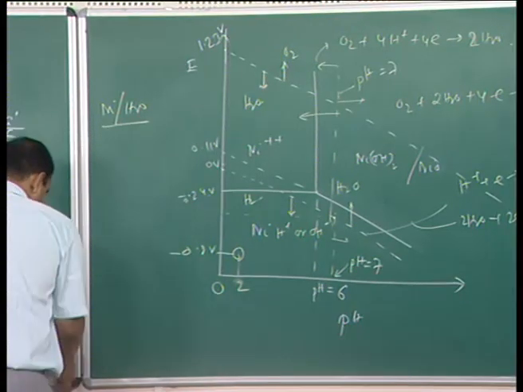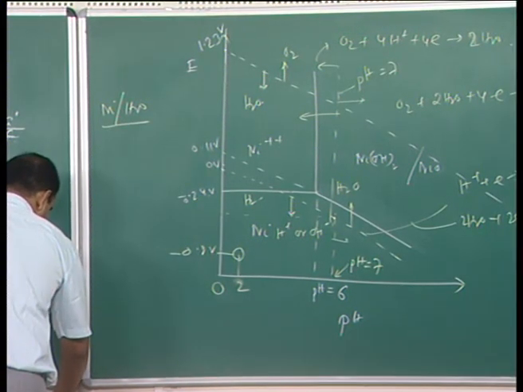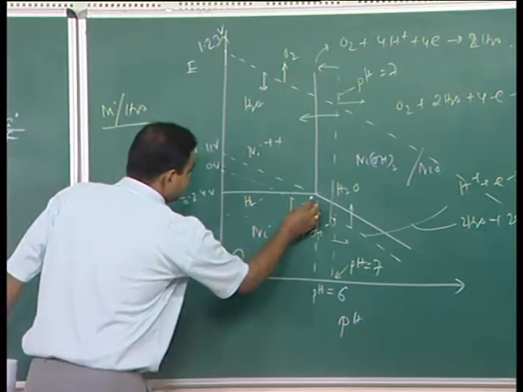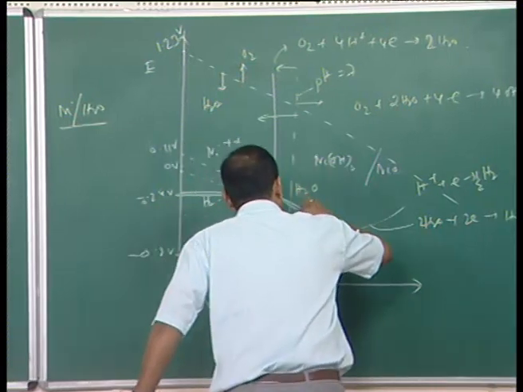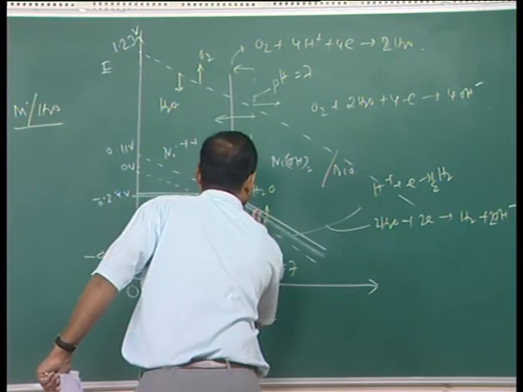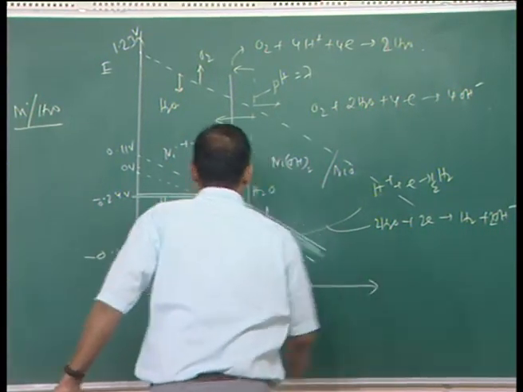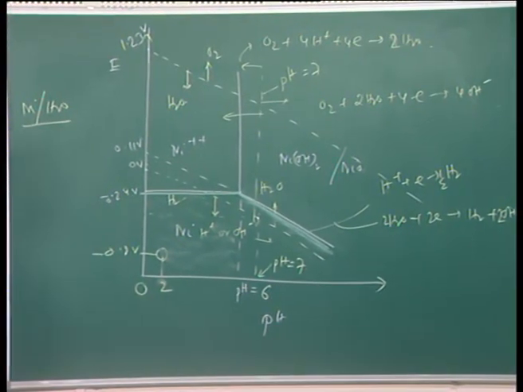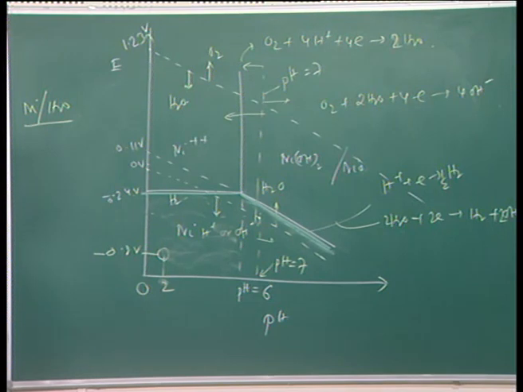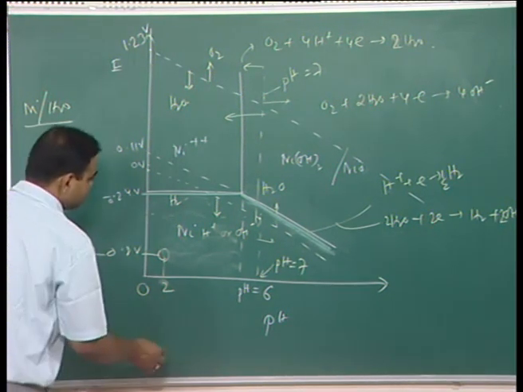Let me fix the boundary. This zone will always maintain nickel as nickel. So, that is called the immune zone.